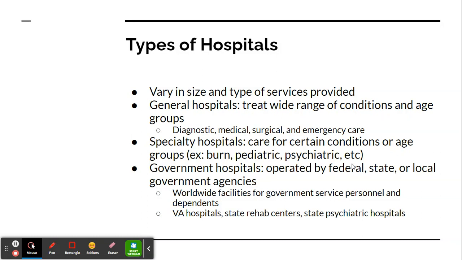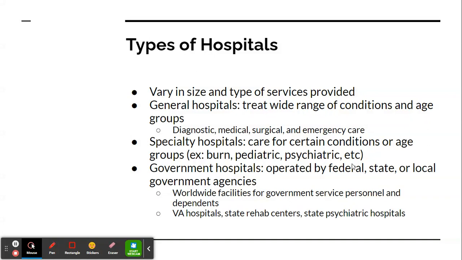You can have, for instance, MUSC in downtown Charleston is a general hospital, but also offers specialty services. They have a psychiatric unit, they have pediatric care, they have a heart hospital. So they have a lot of different specialty services that are offered at their hospital.